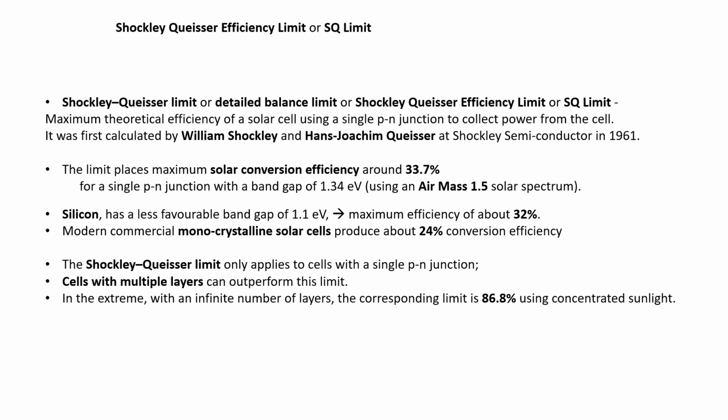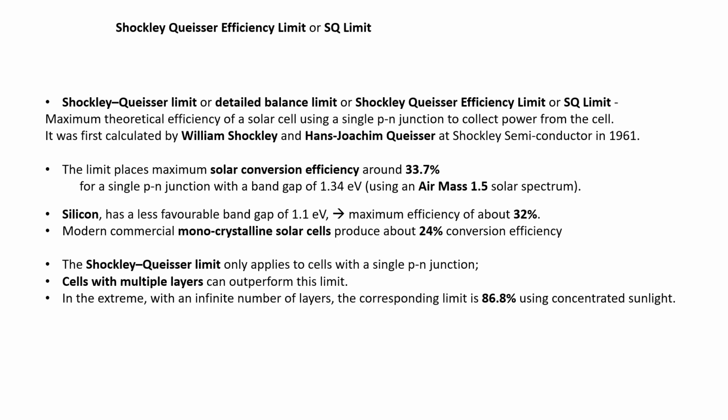The most popular solar cell material, silicon, has a less favorable band gap of 1.1 electron volt, resulting in a maximum efficiency of about 32% theoretically. Modern commercial monocrystalline solar cells produce about 24% conversion efficiency, and the losses are largely due to practical concerns like reflection from the front surface and light blockage from the thin wires on its surface.